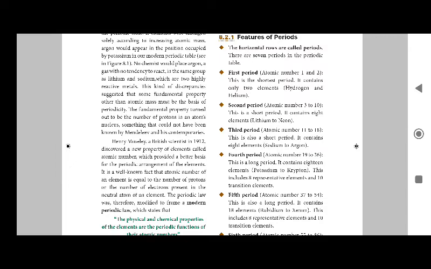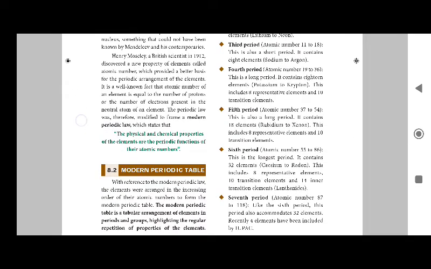It is a well-known fact that the atomic number of an element is equal to the number of protons or the number of electrons. So atomic number tells us the number of protons or electrons of an element. The periodic law was therefore modified to frame the modern periodic law. So what is the modern periodic law? The physical and chemical properties of an element are a periodic function of their atomic numbers. This is an important 2-mark question. Am I making it clear? Yes.